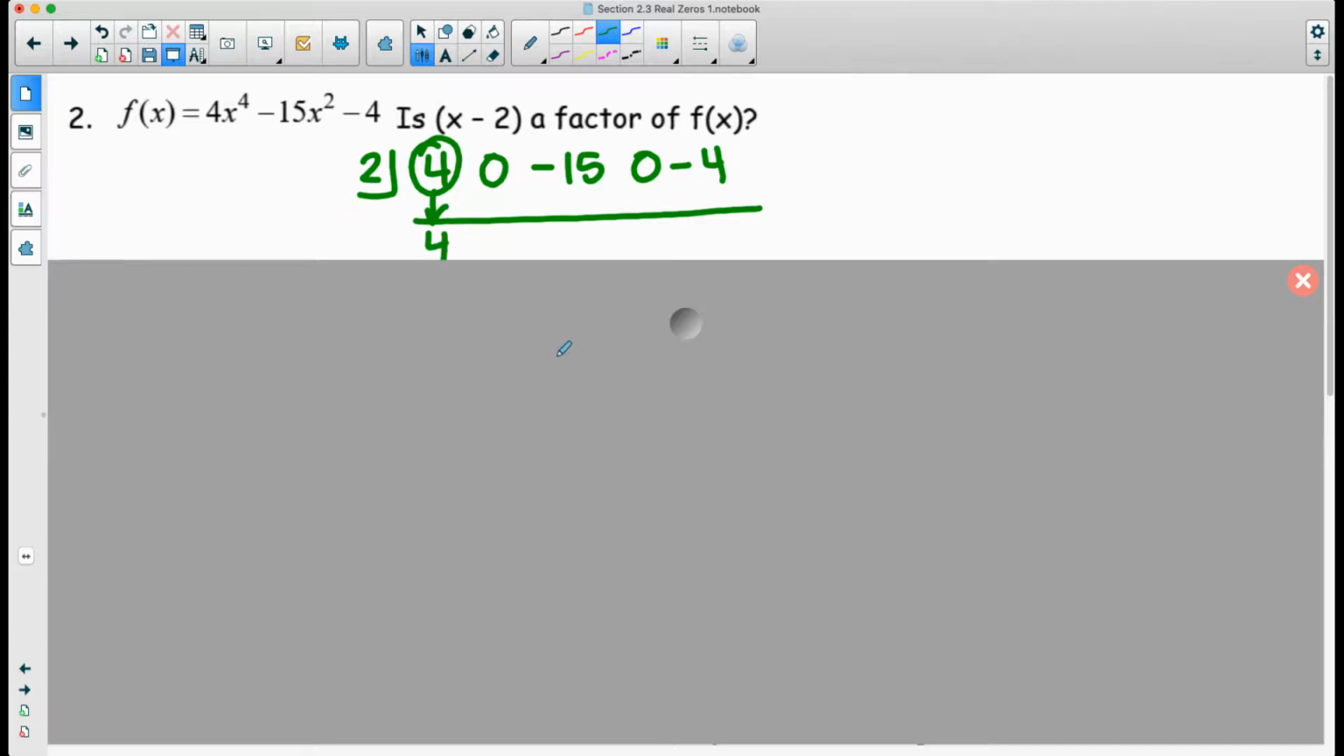So if I bring down my 4, I get 8. 8 times 2 gets me 16. I get a 1. Down my 2. I get 4. And I have a remainder of 0. So yes, it is a factor because the remainder equals 0. Okay?